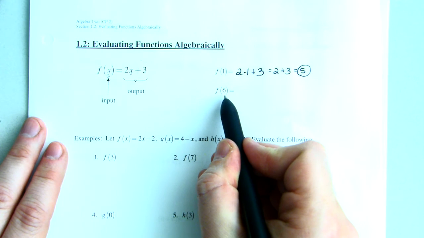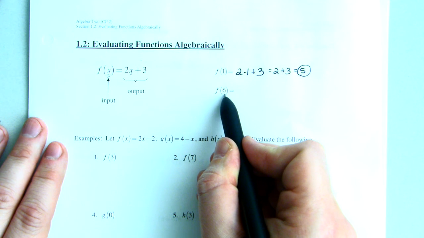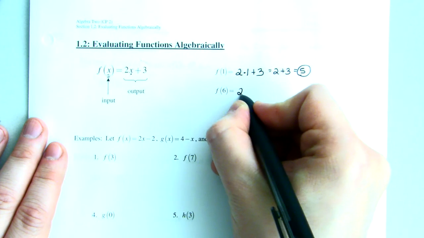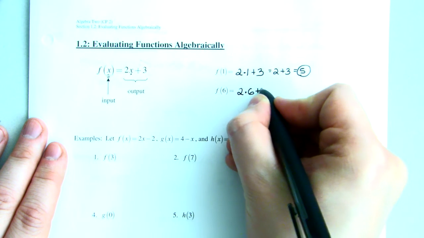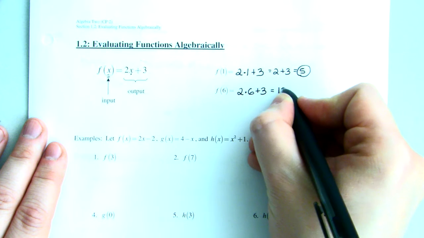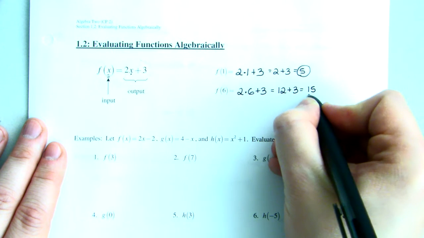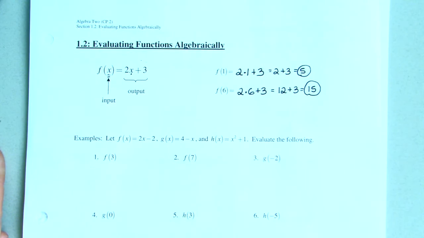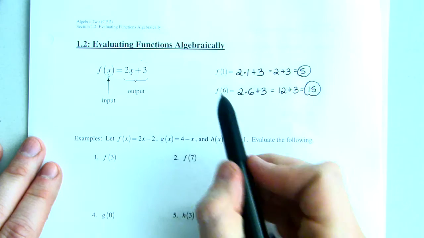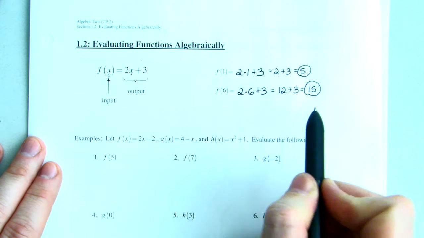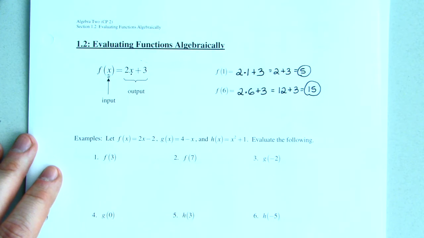If I now want to find f of 6, when my input is 6, what's the output? Well, I'm going to plug in that 6 where the x is in my formula over here. I'm going to get 2 times 6 plus 3. 2 times 6 is 12, plus 3, and I'm going to get 15 out of that. I tell you an input and I give you a formula, you plug it into the formula, and you get an output. Let's try a couple.